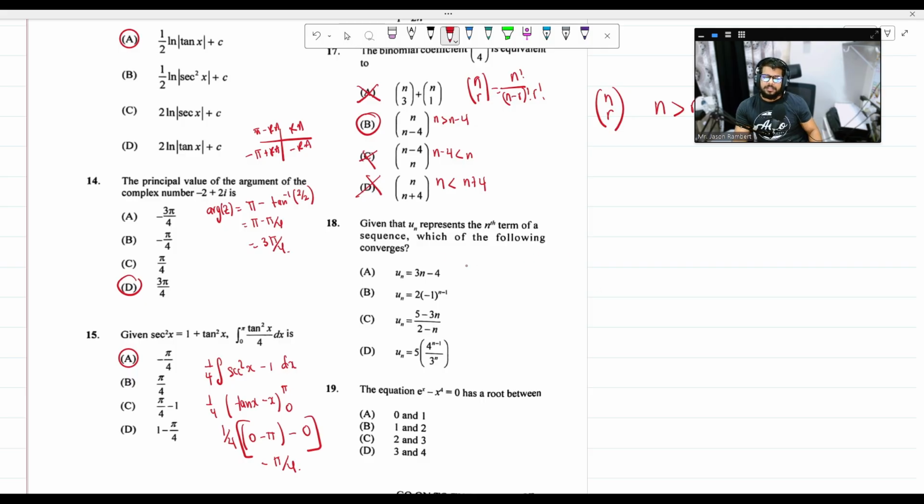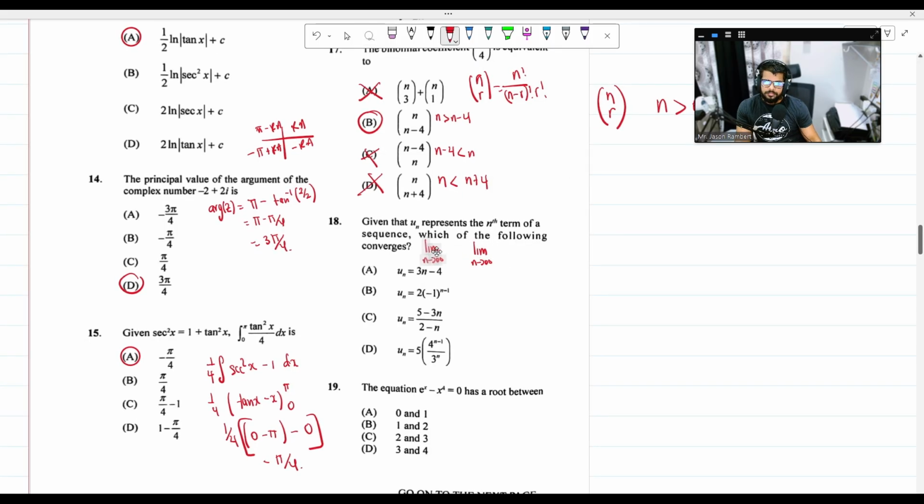Another way is to just test the limit. So let's check and see the limit as n tends to infinity. This one here will go to infinity for sure. This one will also go to infinity. So this one will go to infinity. This one will also go to infinity. When you have the powers, this will also go to infinity.